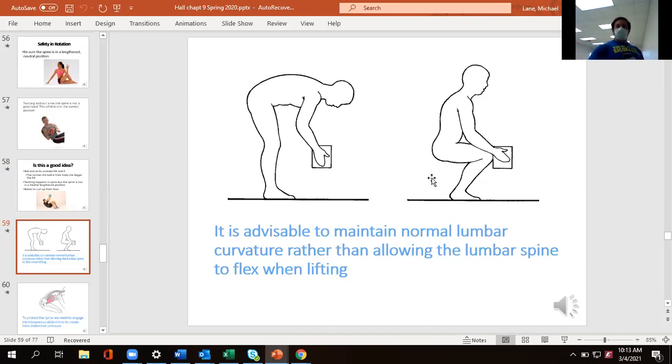And then same thing here, the way that this person is squatting down, if this box has any real weight, again, it's quite possibly going to put them off balance. The key is whenever you're lifting anything, just make sure we're lifting it with good posture. You can bend over with good posture.